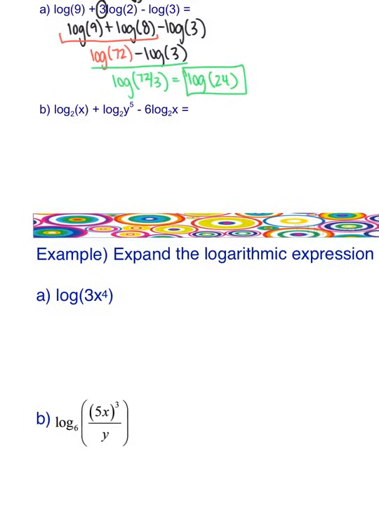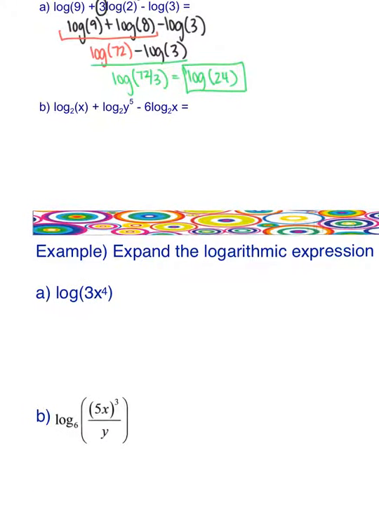I've got log base 2 of x plus log base 2 of y to the 5th minus 6 log base 2 of x. So again, first I'm going to take anything being multiplied and pull it up into my exponent. So I'll have log base 2 of x plus log base 2 of y to the 5th minus log base 2 of x to the 6th.